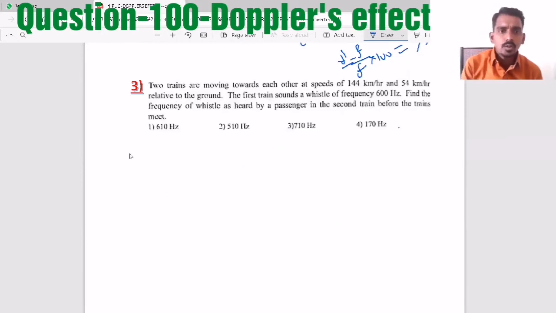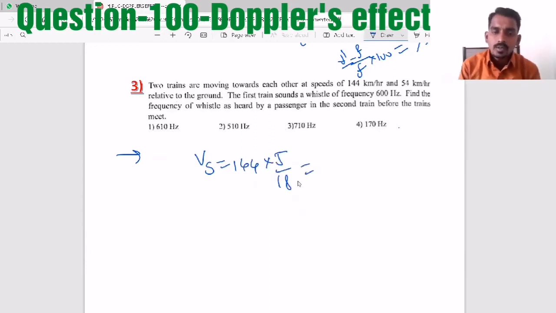Now the next question is: two trains are moving towards each other at speeds 144 and 54 kilometers per hour relative to the ground. The first train sounds a whistle of a given frequency. Find the frequency of the whistle as heard by the passenger in the second train. So now the first train is the source, that is 144 km per hour, multiplied by 5 by 18, so 40 meters per second.